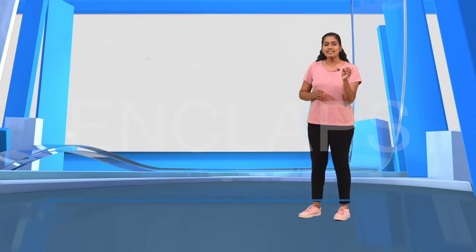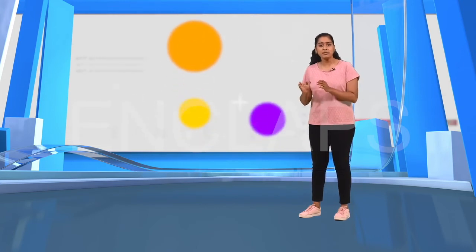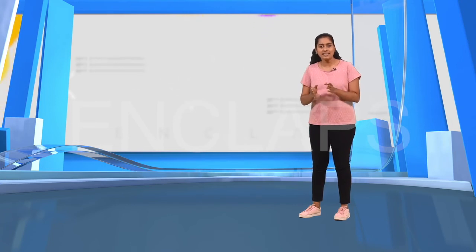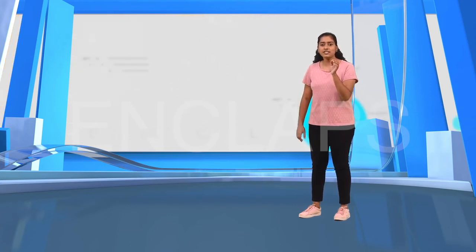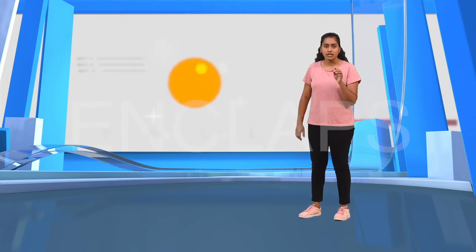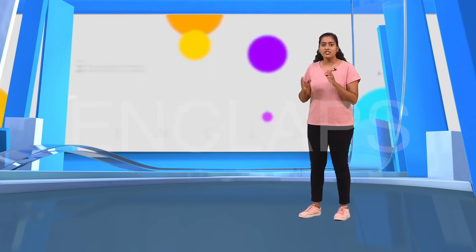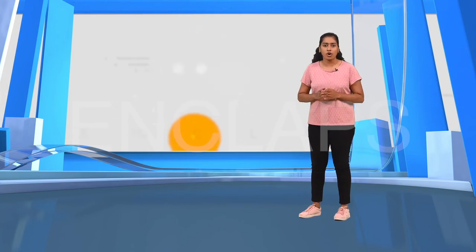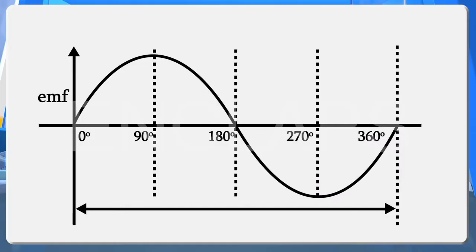At 90 degrees and 270 degrees, the maximum current is produced. But we can say that at 90 degrees and 270 degrees, the direction of induced current was opposite to each other. So, this type of current which changes its direction is called alternating current or AC. The generators which produce AC are called AC generators. Here, the upper part of the graph shows the positive direction in the first half cycle and the lower part shows a negative direction in the next half.